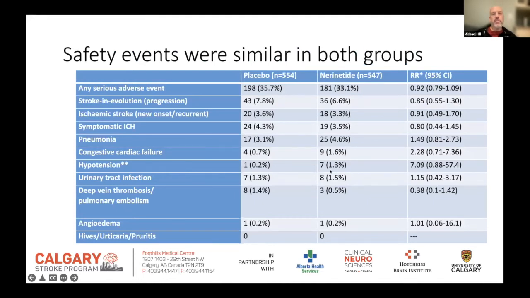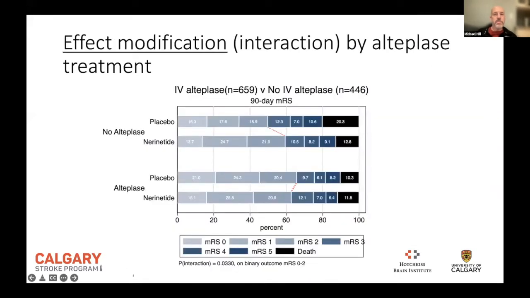But the first thing to say was, as I mentioned earlier, it's somewhat serendipitous that we were lucky that it was safe, but it was. We didn't get into big trouble. In fact, less side effects overall if you look at the first row in the nerinotide group versus placebo. And then one of the really interesting things we found was that there was effect modification by whether patients got alteplase or not. You can see that in the alteplase group, the direction of effect is very slightly negative. This is no difference between the groups.